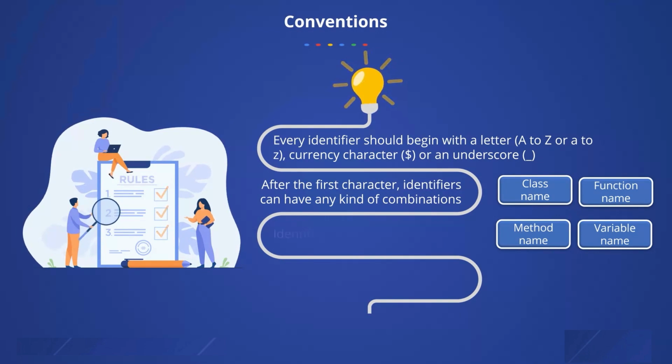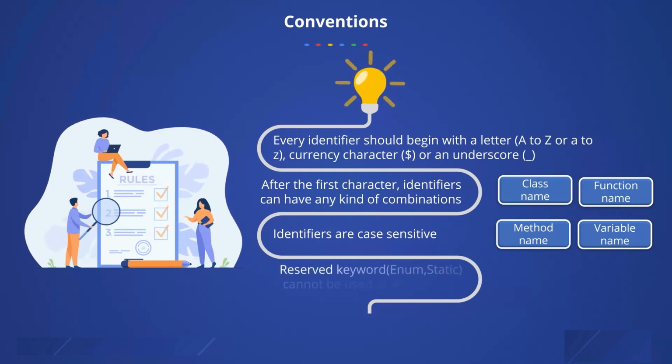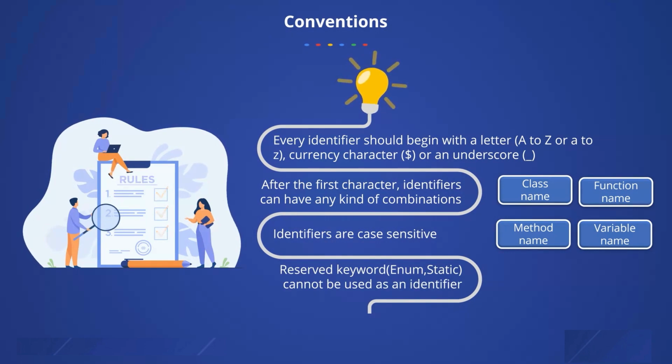And all these identifiers are case sensitive. When I say case sensitive, there is a difference between small a and capital A. And reserved words, like enum or static, should not be used as identifiers. That is another rule to remember.